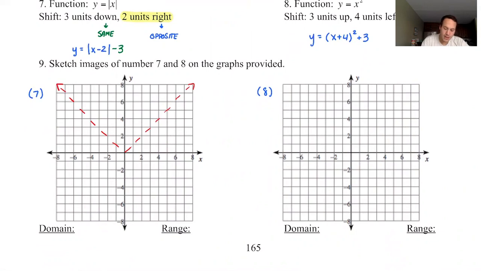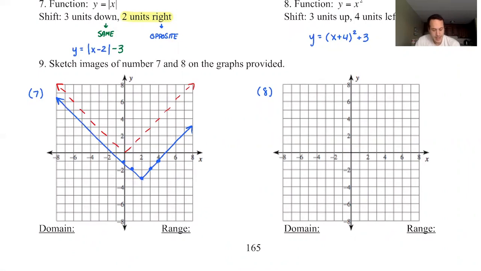Okay. Now I shifted this 3 units down and also 2 units to the right. So every single point is going to go 3 units down, 2 units to the right. 1, 2, 3, 1, 2. And you'll have another one here, here, here. Here's our new function, okay?